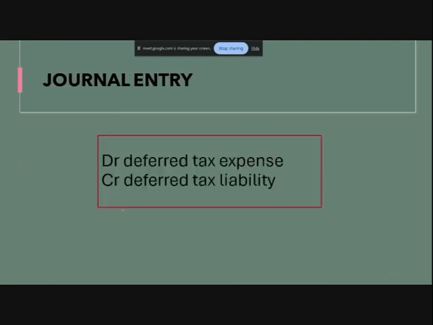The journal entry for deferred tax liability is: debit deferred tax expense, and we have to credit deferred tax liability.